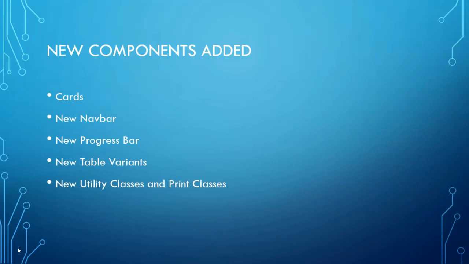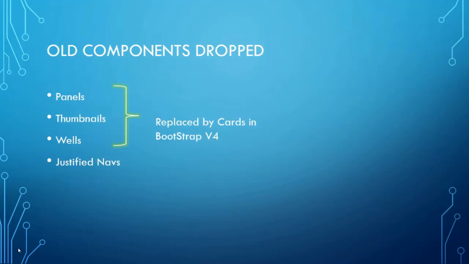New utility classes and print classes. They display or hide the content on the viewport of the device via media query. Here are some of the old components which are completely dropped. Panels, thumbnails, wells, they are now replaced by cards, and justified navs are completely dropped out of Bootstrap v4.